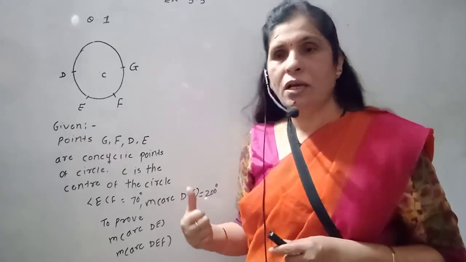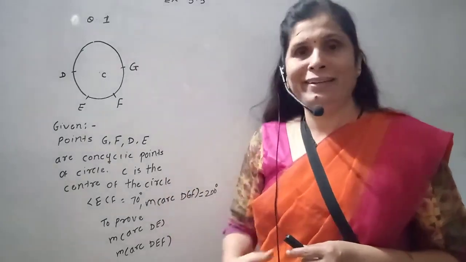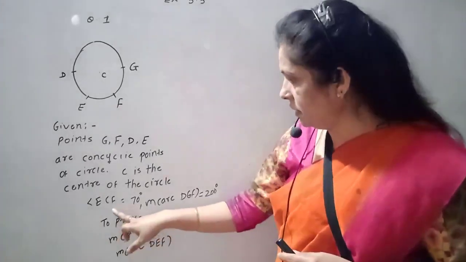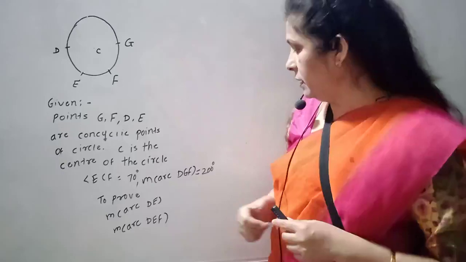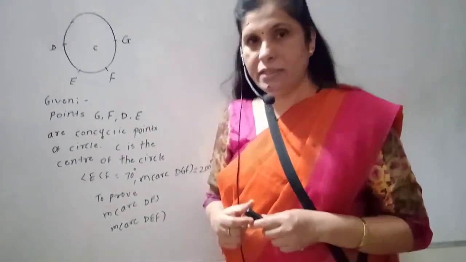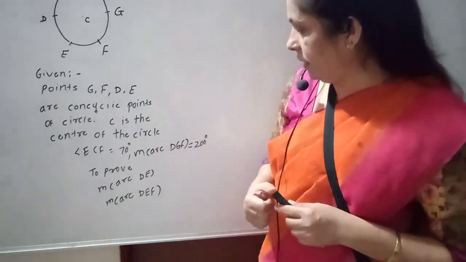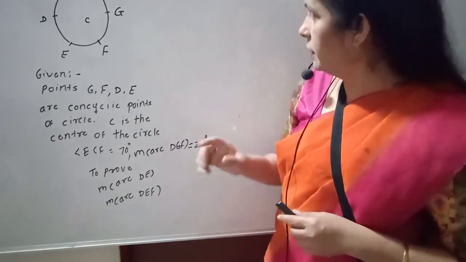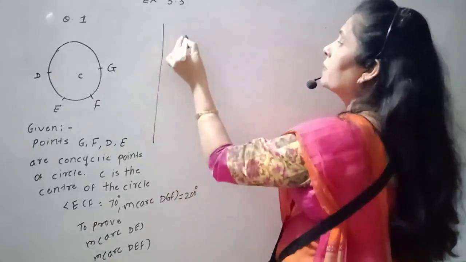This information is very helpful to determine the central angle. Now what is given? Angle ECF is 70 degrees and measure of arc DGF is 200 degrees, that is given. And what we have to find out? Measure of arc DE and measure of arc DEF. Okay, now I am starting.